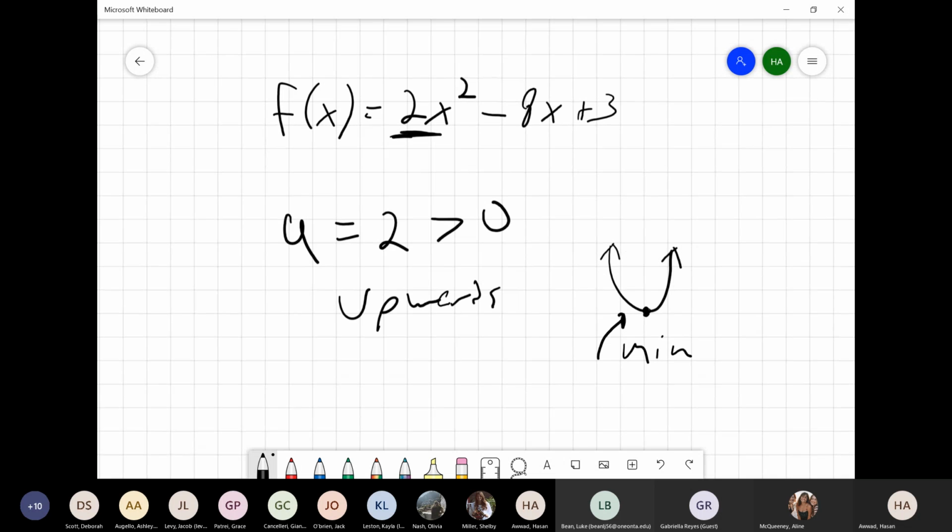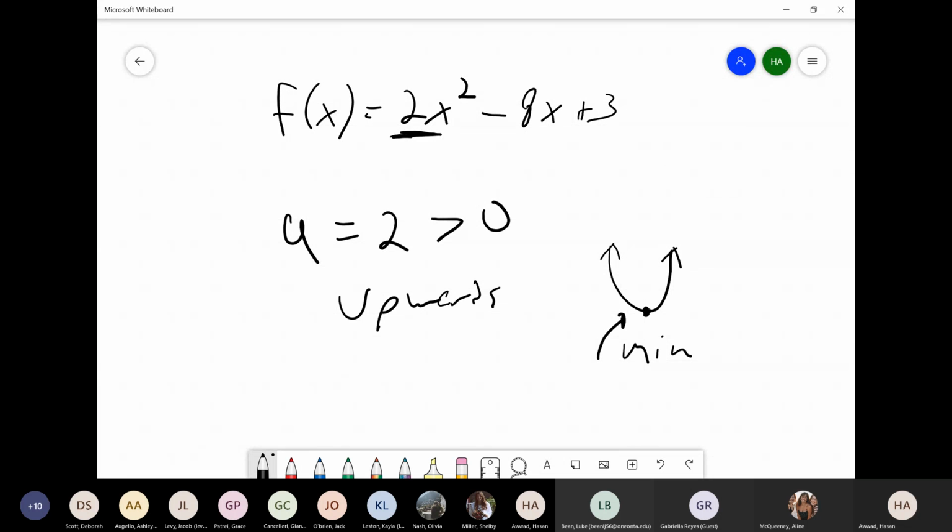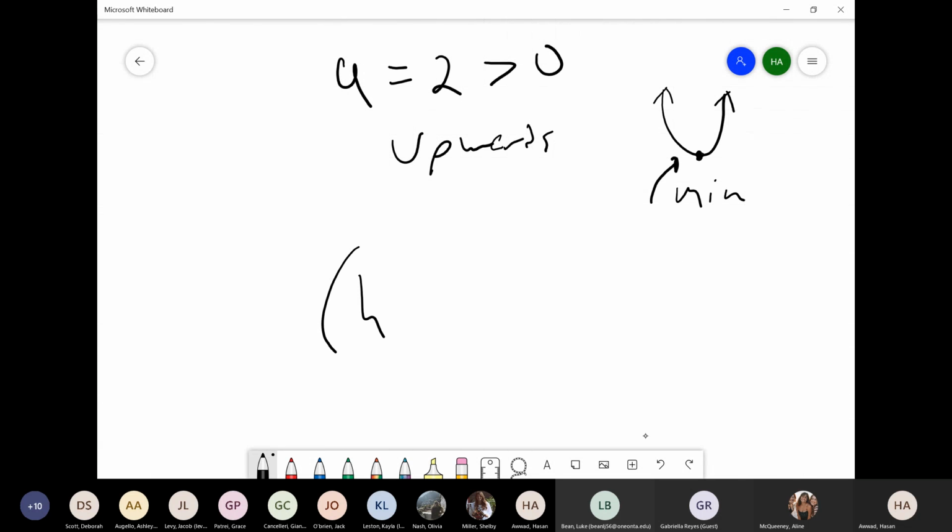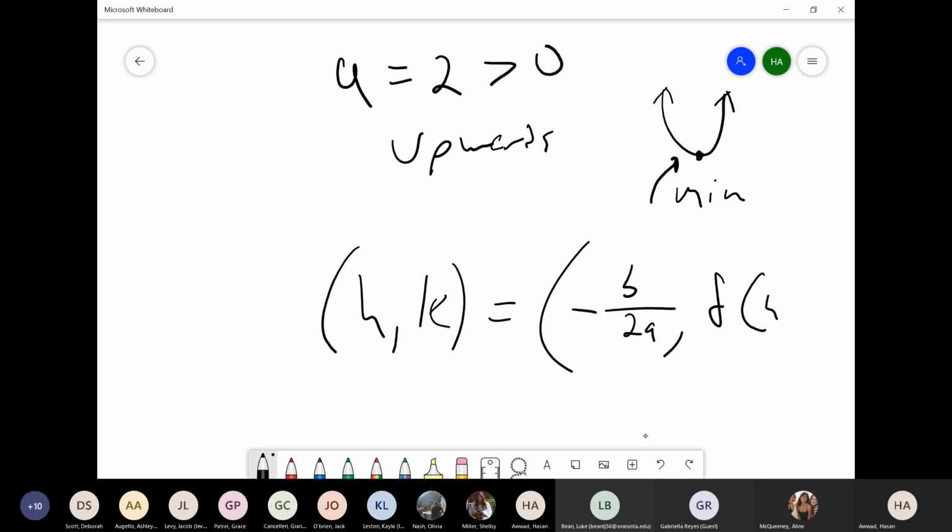Well, it's in general form, not standard form, so the vertex doesn't immediately fall out, but that's okay because we can define the vertex by what we did before, right? h is negative b over 2a, and then k is defined by plugging your h into your function.